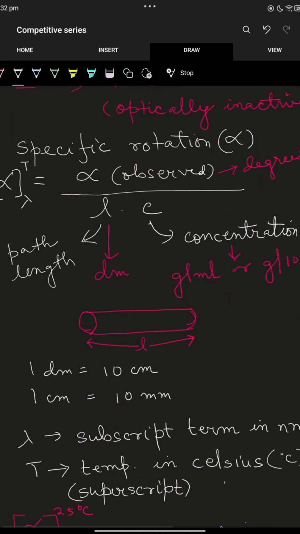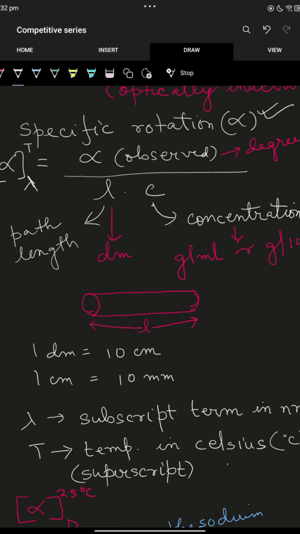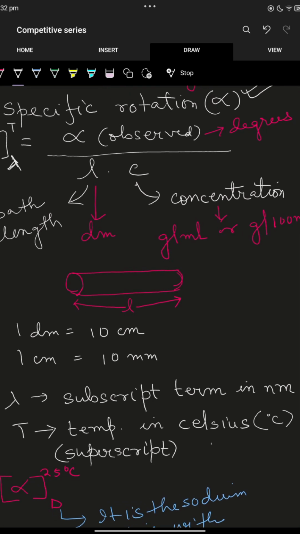Now the next topic which I will cover is specific rotation, that is after enantiomer. That was my main topic. Specific rotation is denoted by alpha and its subscript is given as a wavelength. This is the wavelength lambda. Superscript is the temperature in degrees Celsius. So subscript is the wavelength in nanometer, and the superscript is temperature in degrees Celsius.